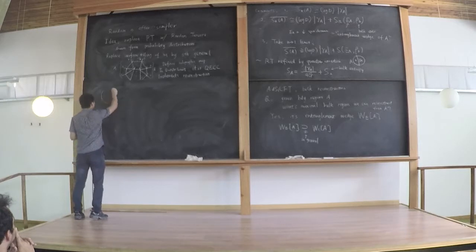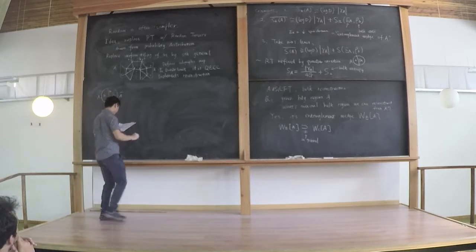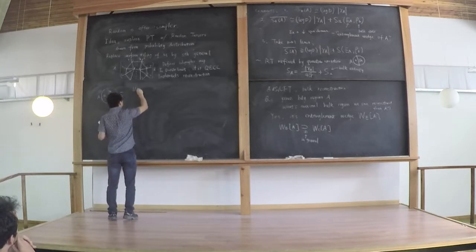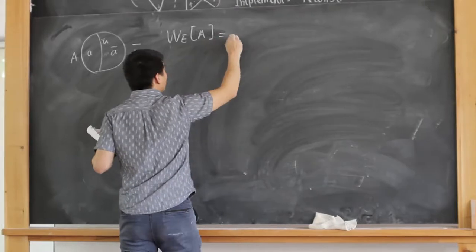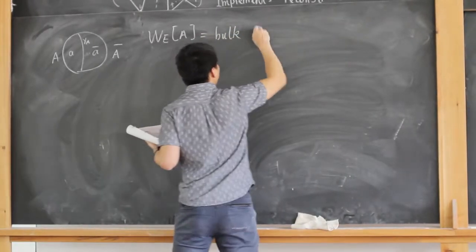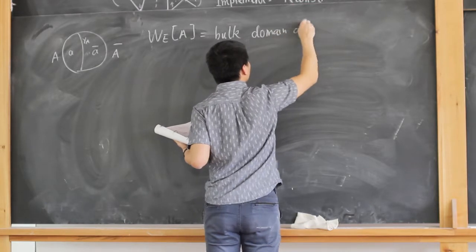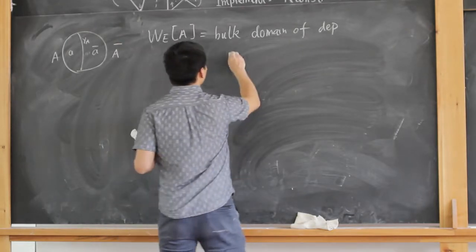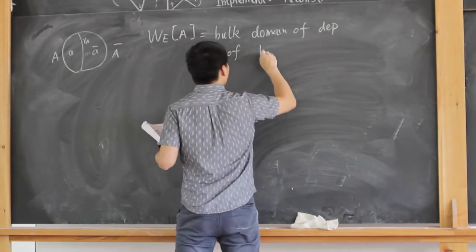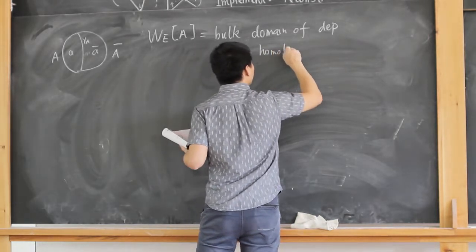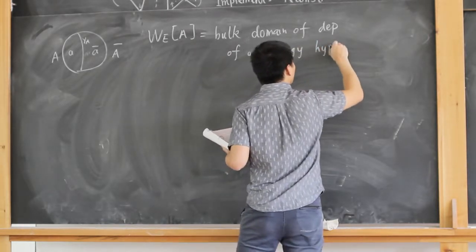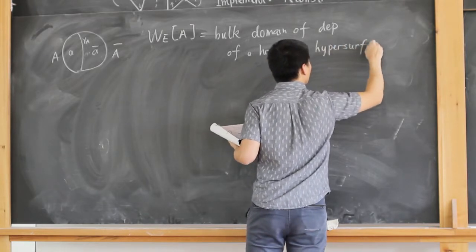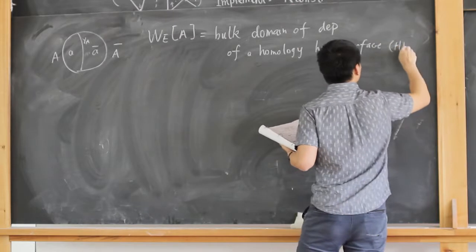So I draw a picture. We have seen this picture a lot of times already. And the entanglement wedge of A is supposed to be the bulk domain of dependence. That means the domain of dependence calculated in the bulk of the so-called homology hypersurface. Let me call that H.